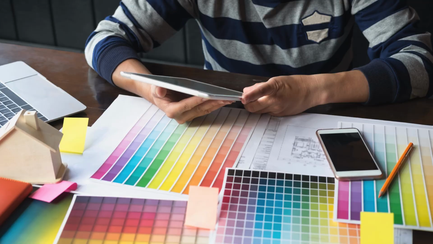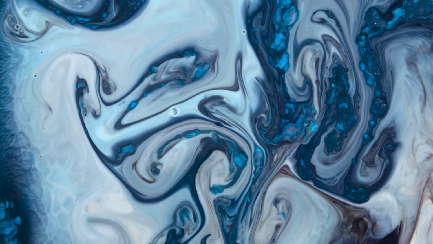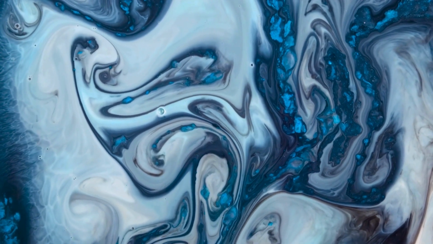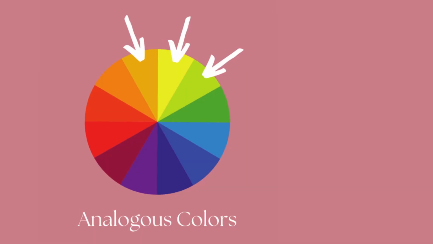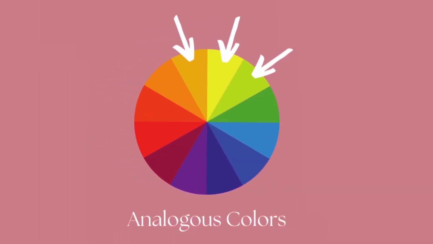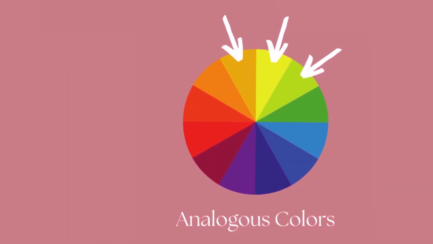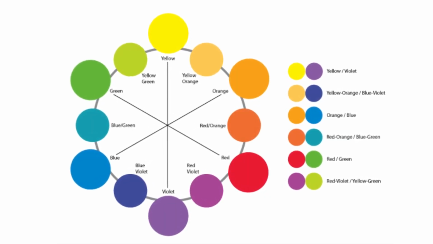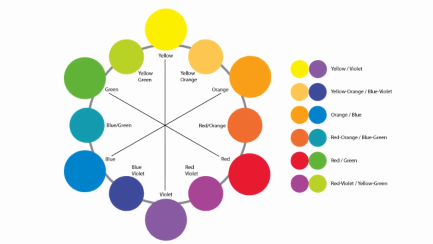Now let's talk about color schemes. These are combinations of colors that work well together and create a pleasing visual effect. Some popular color schemes are monochromatic, where you use varying shades of one color; analogous, where you use colors that are next to each other on the color wheel; and complementary, where you use colors that are opposite of each other on the color wheel.